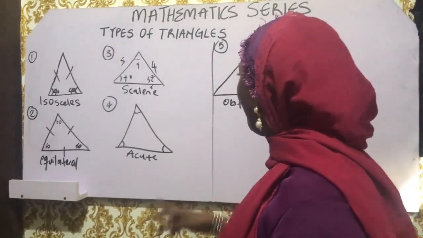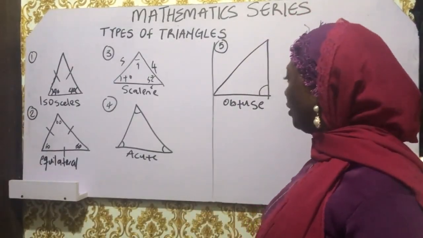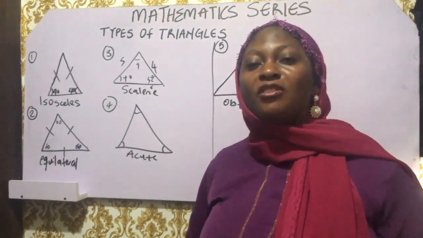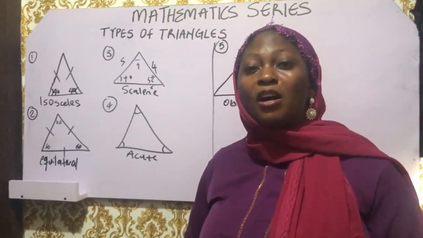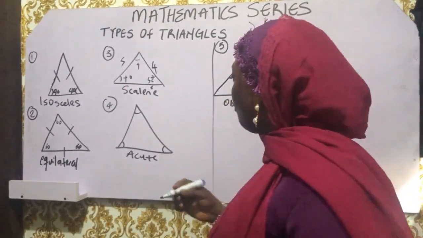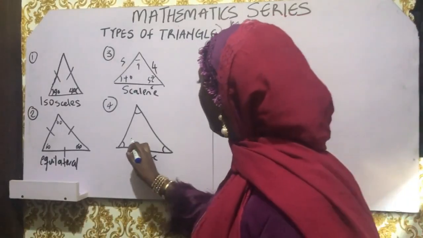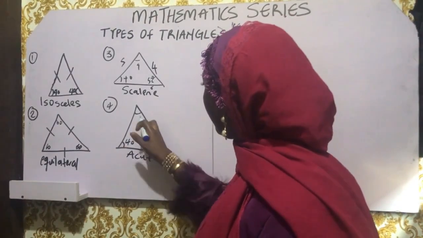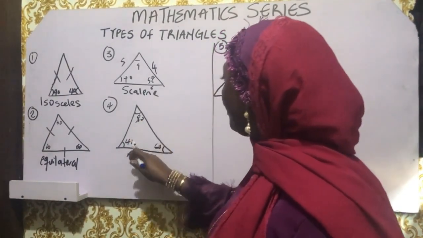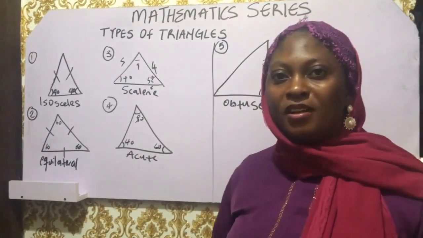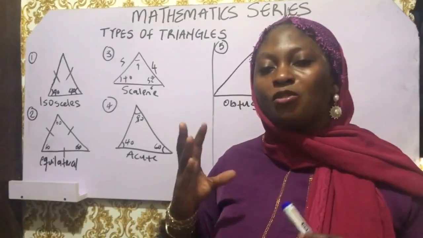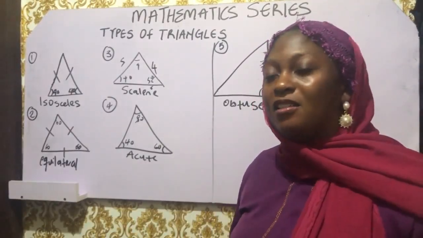Then we also have an acute angle triangle. An acute triangle is a triangle that has all the three angles less than 90 degrees. For instance, if we have 40, 60, 80, we can see that all the three angles are less than 90 degrees. So an acute angle triangle is a triangle that has all the three angles less than 90 degrees.